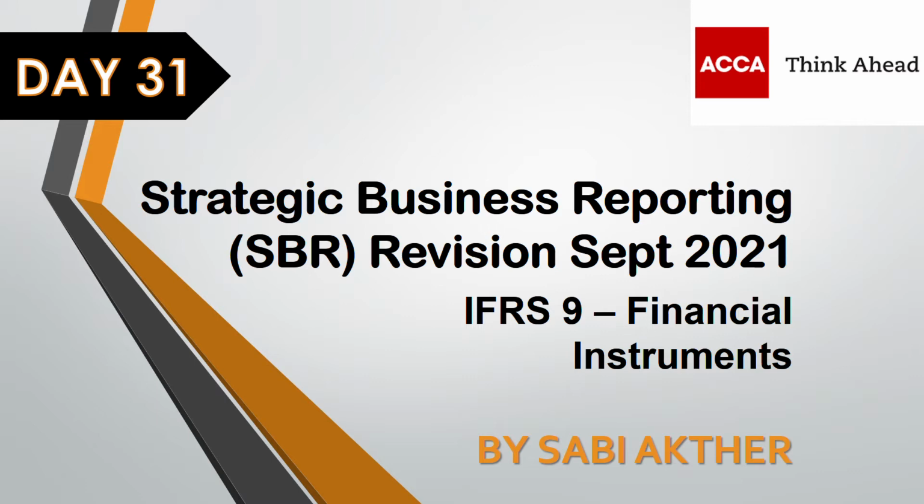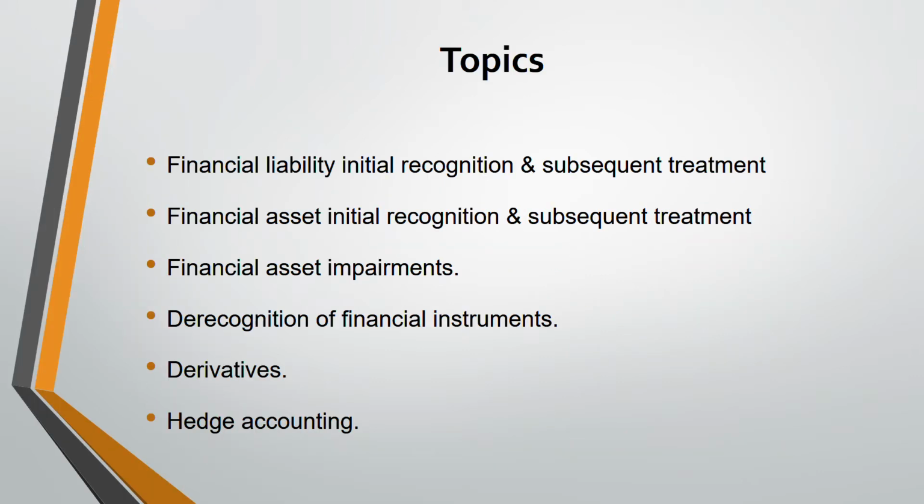So this one will be the main financial instruments standard, and here we are going to go through the initial recognition and subsequent treatment of both financial asset and financial liability. What is a financial liability and what is a financial asset has been explained in IAS 32. We will also cover financial asset impairment, derecognition of financial instruments, derivatives, and hedge accounting.